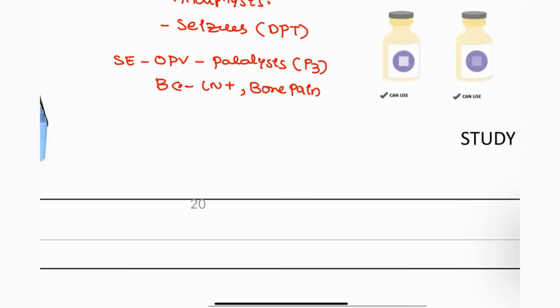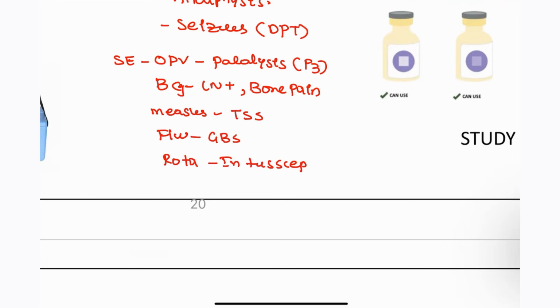This is for the BCG. Next, measles vaccine, toxic shock syndrome will be seen. Flu vaccine, this patient will have Guillain-Barre syndrome. Rotavirus, intussusception, right? Rotavirus patients are also seen with intussusception. These are some of the important factors that you have to see. DPT, just now we discussed seizures.